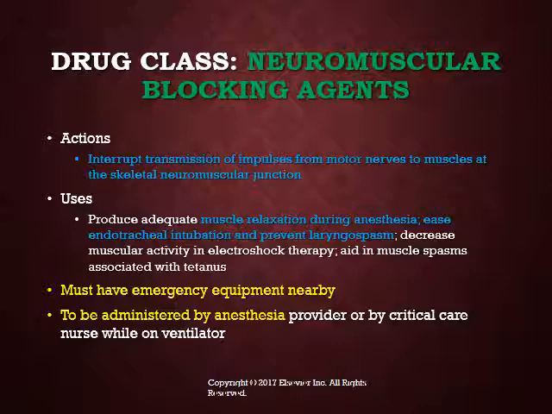The neuromuscular blocking agents interrupt the transmission of impulses from the motor nerves to the muscles at the skeletal neuromuscular junction. These paralyze the patient. They can be used as a muscle relaxant or for general anesthesia.